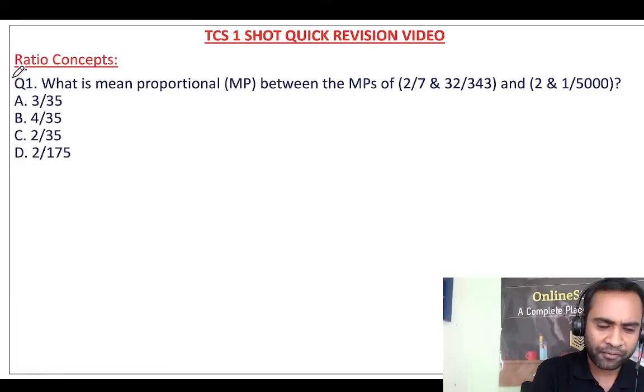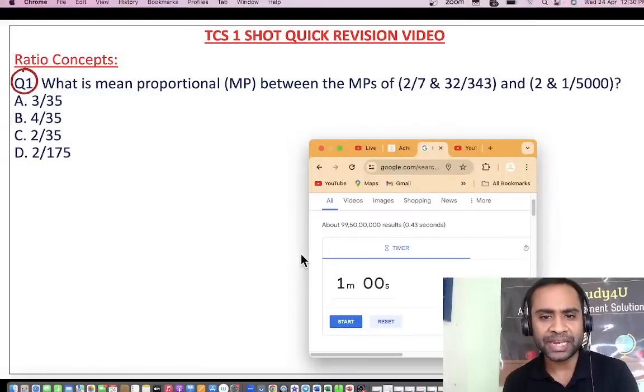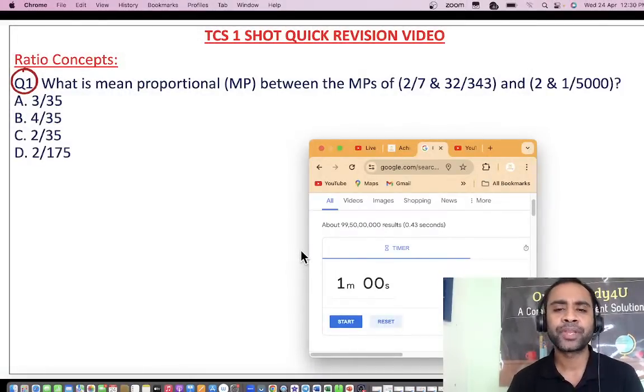Now, question number 1 for you. What is the mean proportional between the mean proportional of 2 by 7 and 32 by 343, and 2 and 1 by 5000? Come on. All topics I will cover here, you don't have to worry at all. Just be with me till the end of the class.